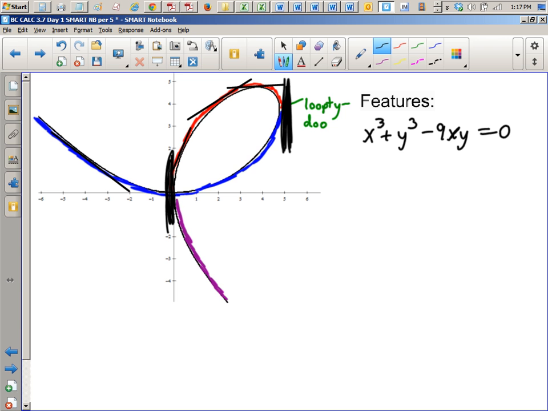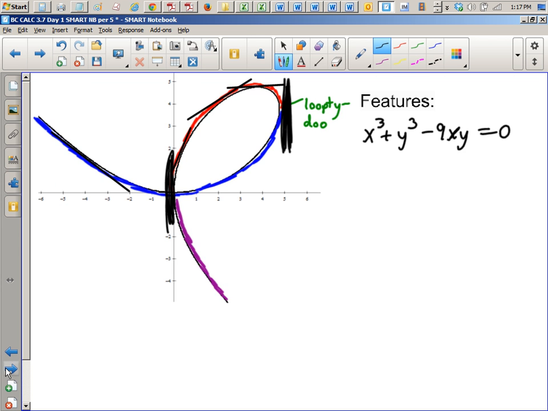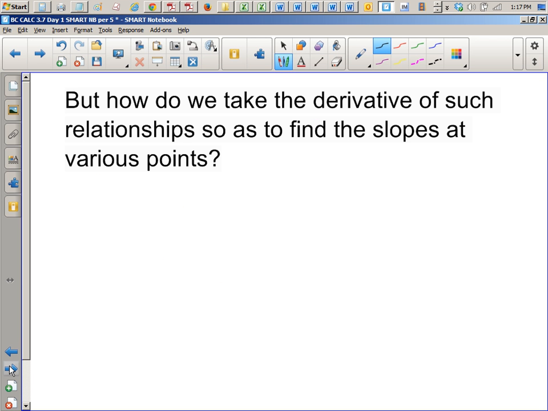So almost everywhere I have a slope line, and there is a slope. But if I can't isolate y, how in the world am I ever going to find the derivative to find those slopes? That's a real problem. I guess I could isolate y and then try to take the derivative of that thing. Yuck. There has to be a better way. Right? Okay, so how do we take the derivative of such relationships so as to find the slopes at various points? If there are slopes, we should be able to find them. Right?